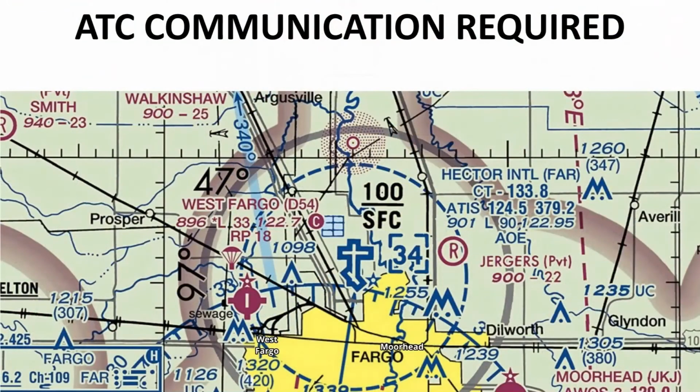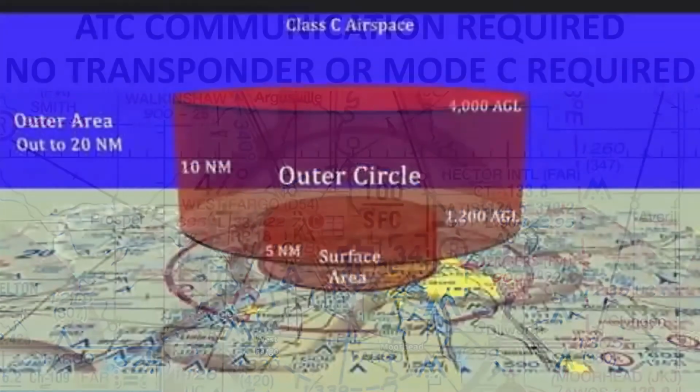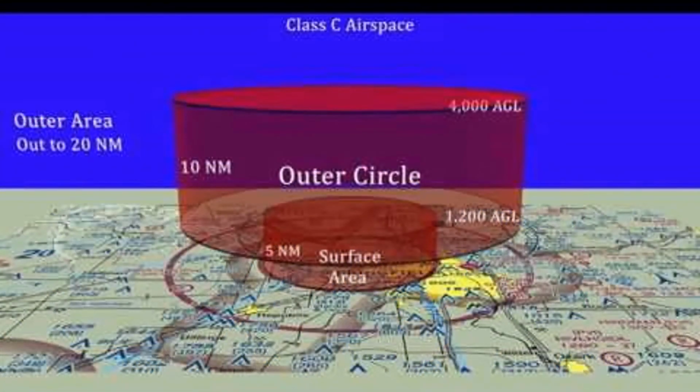Remember, for Class D, ATC communications are required. However, no transponder or Mode C is required. So let's get into Class C. Class C has that outer area of 20 nautical miles, that outer circle that goes to a 10 nautical mile radius that extends from 1,200 feet AGL up to 4,000 feet AGL.